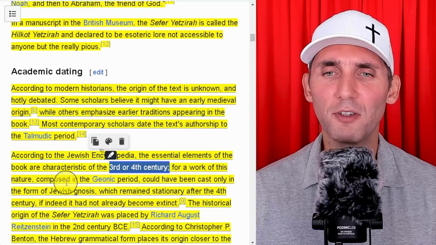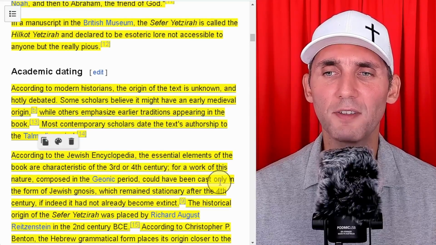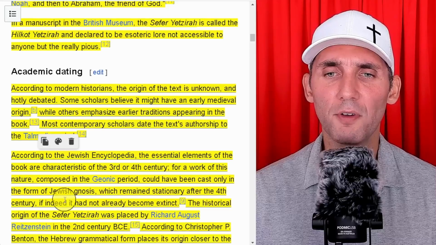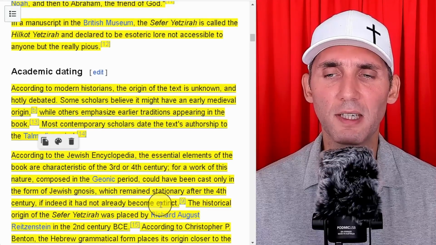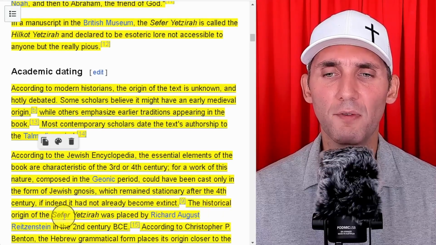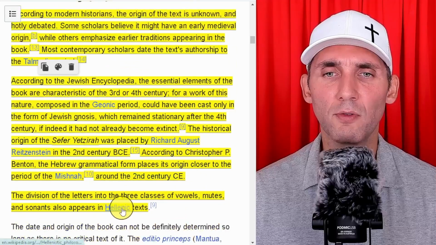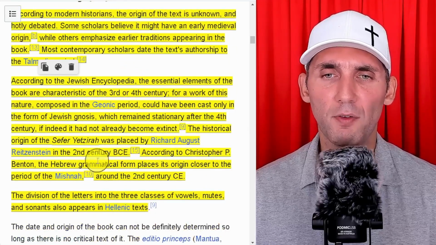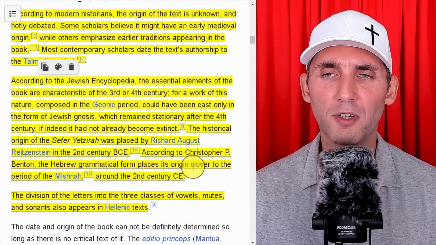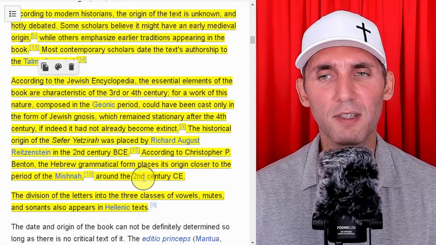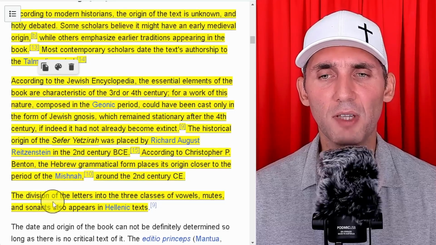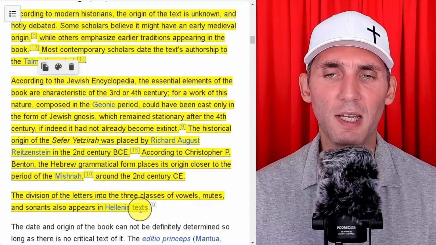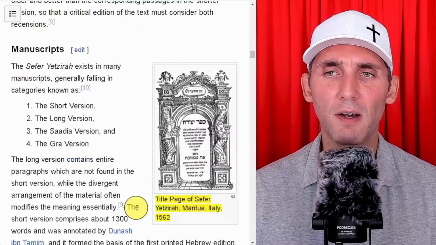A work of this nature composed in the Geonic period could have been cast only in the form of Jewish gnosis, which remained stationary after the 4th century, if indeed it had not already become extinct. The historical origin of the Sefer Yetzirah was placed by Richard August Reitzenstein in the 2nd century BCE. According to Christopher Benton, the Hebrew grammatical form places its origin closer to the period of the Mishnah, around the 2nd century. The division of the letters into the 3 classes of vowels, mutes, and sonants also appears in Hellenic texts. Very interesting little thing.